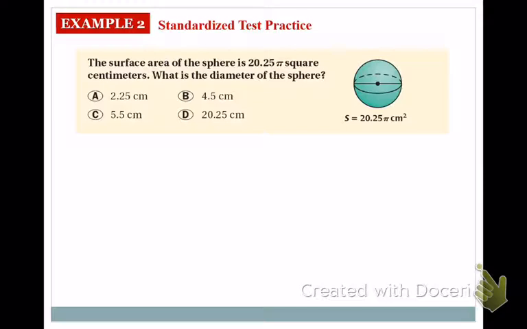So standardized test practice. Go ahead and give this a shot and come up with which of these choices is going to be the diameter of that sphere. And keep in mind you're trying to find the diameter. Take a second, work it out, and start the video back up and see if you're right.